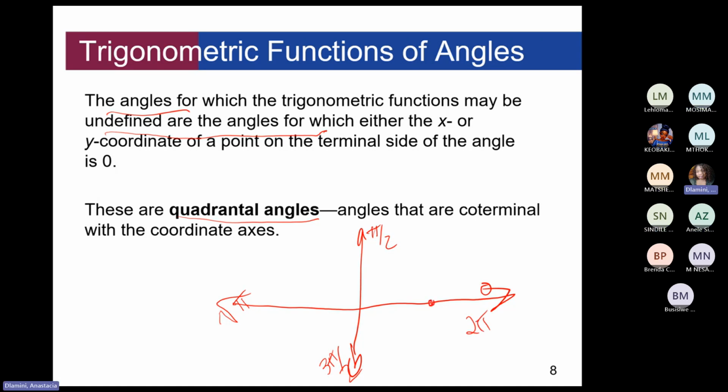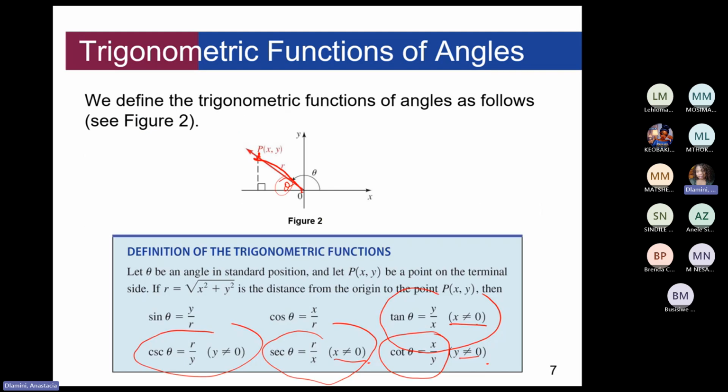The reason being, for these angles, one of them is x and one of them is y. Whether it's a unit circle or not, for example, here x will be a number and y will be 0. Here y will be a number and x will be 0. Here x will be a number and y will be 0. And here y will be a number and x will be 0. So that's why they say for the quadrantal angles, some of these trigonometric ratios will be undefined. Does it make sense now?